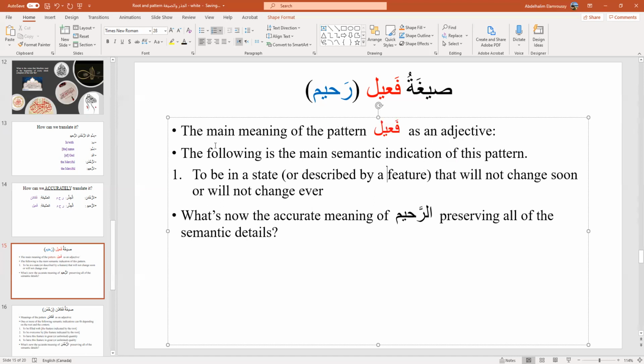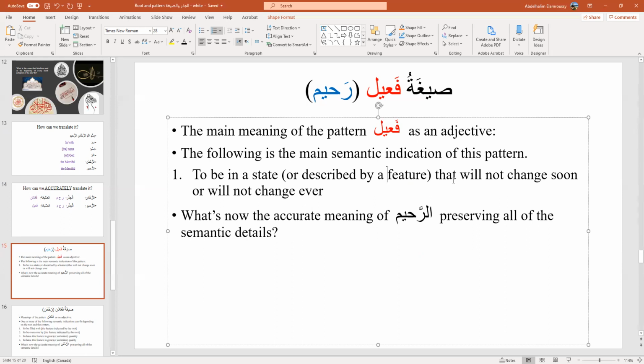Okay, so the meaning of Rahim, which is following the pattern fa'il: fa'il as an adjective has one main semantic indication that I'll go over right here, which is to be in a state or to be described by a feature that is not likely to change soon or is not likely to change ever. So again, the pattern fa'il indicates being in a state or being described by a feature that will not change soon or will not change ever.